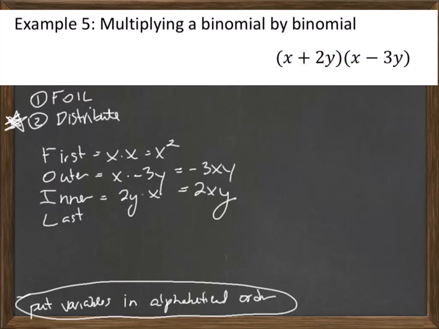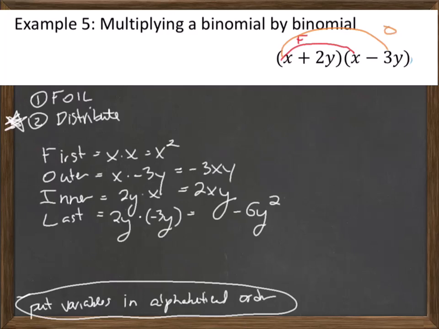Okay, so last but not least, we have our last terms. So again, exactly what it sounds like, the terms that are on the right side in our parentheses. So we have a positive 2y times a negative 3y, and that's going to give us negative 6y squared. Okay, so again, just to recap, we have our first terms, that's our F. We have our outer terms, that's the O, and then we have our inner terms, that's our I, and then we have our last terms, and that's our L.